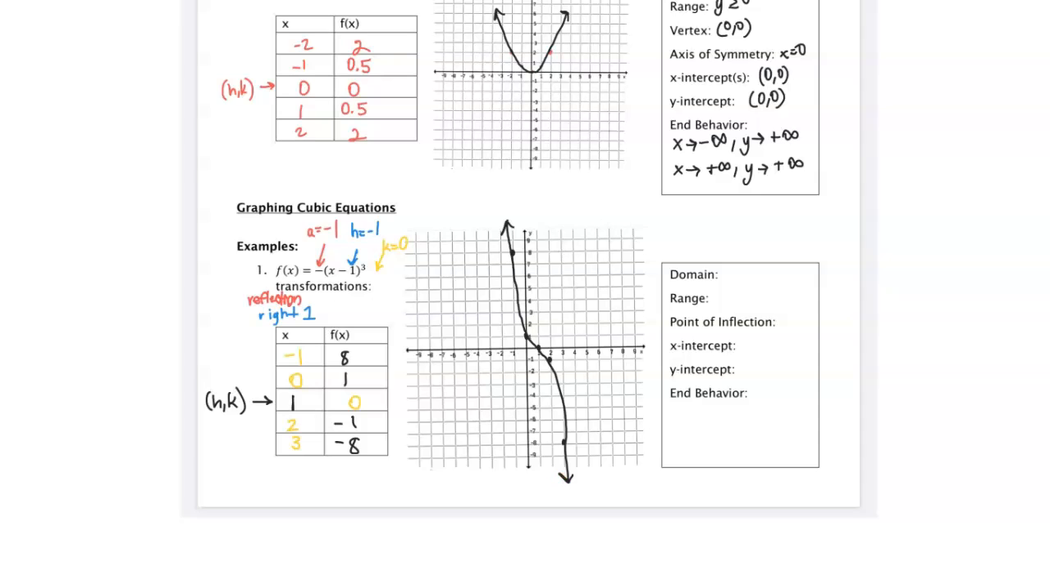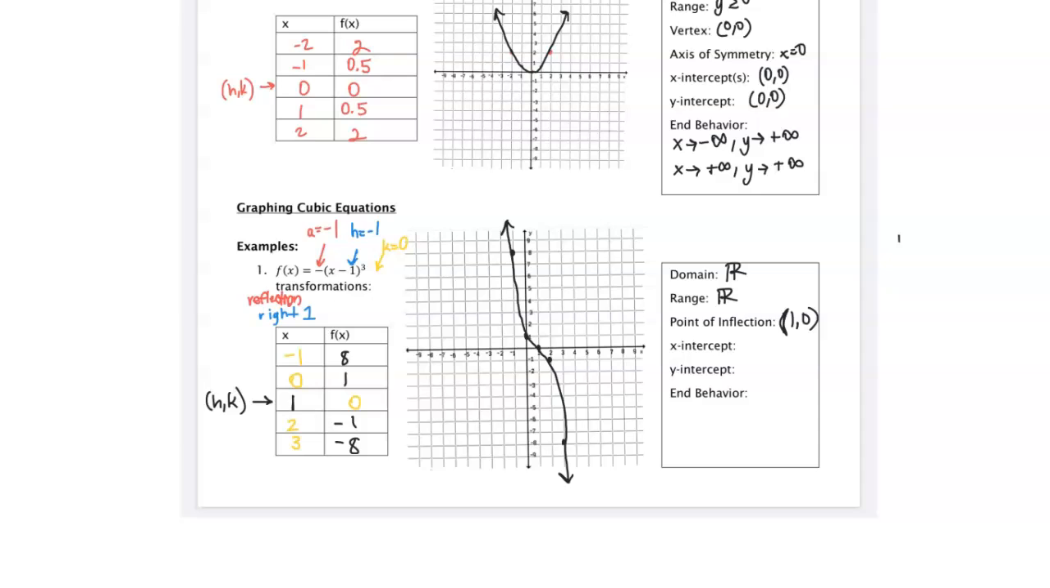Notice that we've moved to the right by 1, so that point of inflection would have been at 0, 0, but now it's here at 1, 0. Remember that those are the two transformations that we saw would happen based on the equation. Okay, our domain is all real numbers, and our range is all real numbers for cubics. Our point of inflection is the point 1, 0.